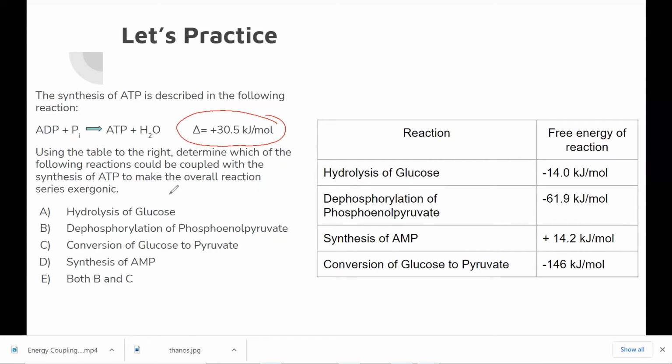So to sum up, the goal is that you want that delta G to be negative. So you're going to do that by adding the 30.5 with the totals over here to see which ones make a negative number, and those ones will be exergonic.